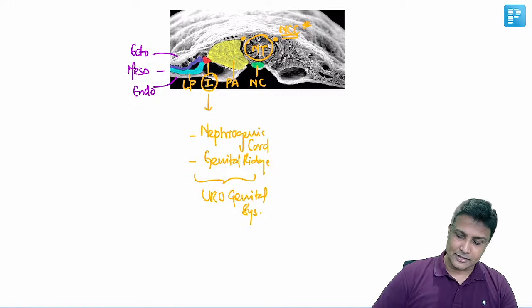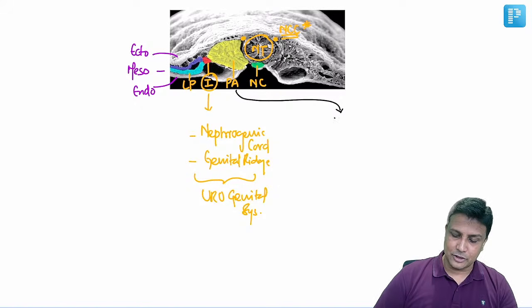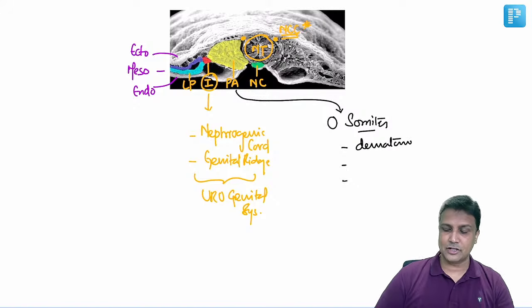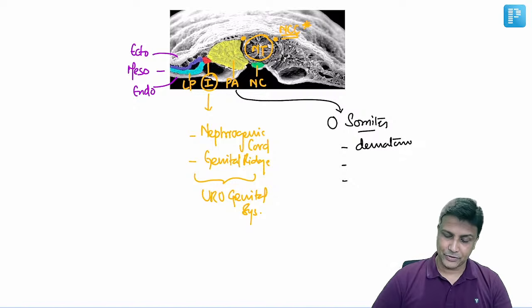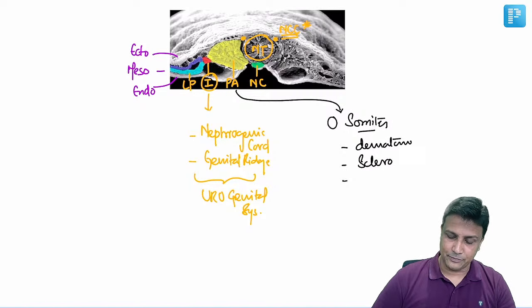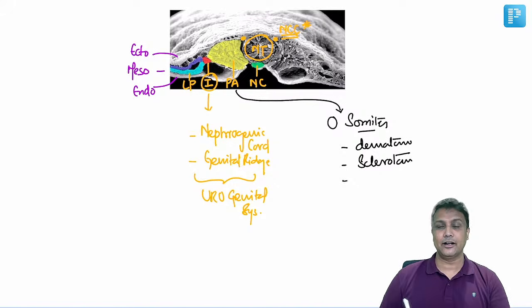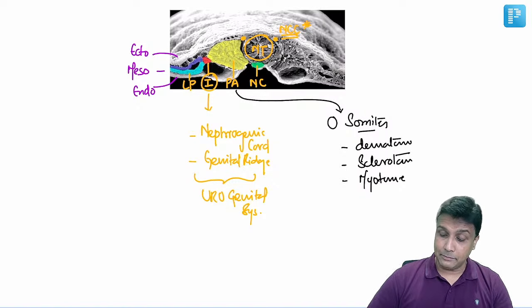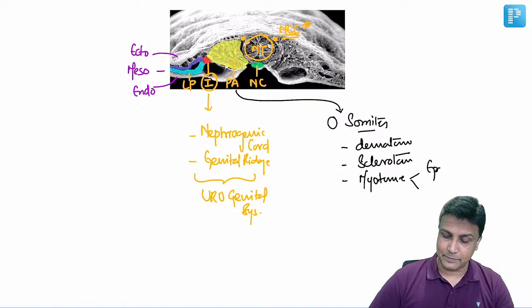Now welcome to the paraxial mesoderm. Paraxial mesoderm is going to form a spherical ball-like structure known as somites. Now these somites will again have three parts. One will be the dermatome. It is going to form the dermis of the back of the body. And then the sclerotome. Sclerotome is going to form the skeleton, but the axial skeleton. And then myotome. Myotome is the one which is going to form the muscle. But remember, it is divided into two categories, epiaxial and hypoaxial myotome.